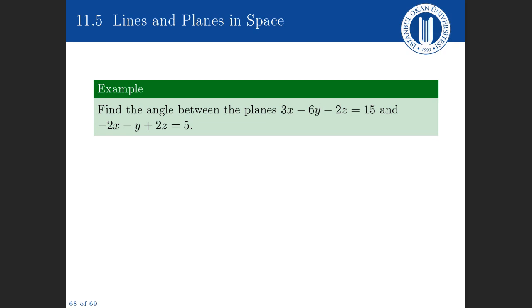Let's do an example, the final example of today's lesson. Find the angle between the planes 3x minus 6y minus 2z is equal to 15 and the plane minus 2x minus y plus 2z is equal to 5. We need the two normal vectors. We need to find the angle between the two normal vectors. We saw that in the last lesson. And then if that's between 0 and 90 degrees, we're finished. If that angle is more than 90 degrees, then we'll do 180 degrees minus that angle.